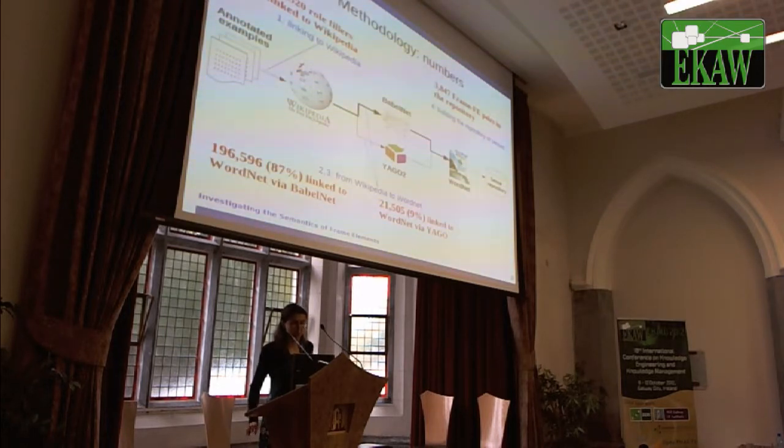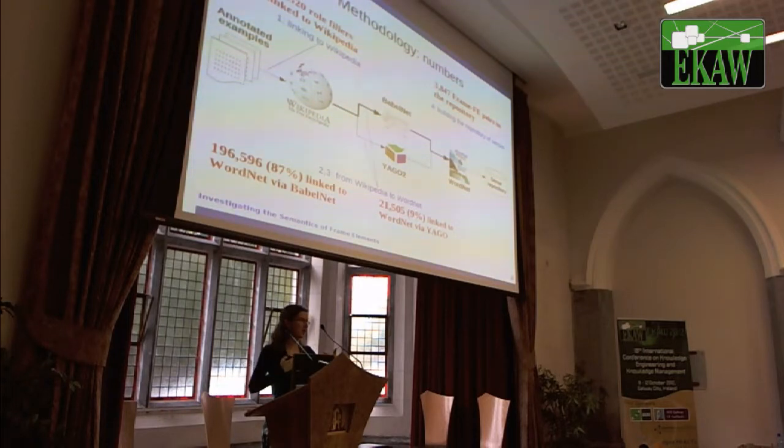Some numbers, which we get after applying the methodology to the corpus, to the FrameNet 1.5 annotated examples. So in this corpus, we had roughly around 226,500 role fillers, which we were able to link to Wikipedia. For 87% of them, we get WordNet synsets using BabelNet. For 9%, Yago helped us to acquire WordNet synset where BabelNet failed to do this.